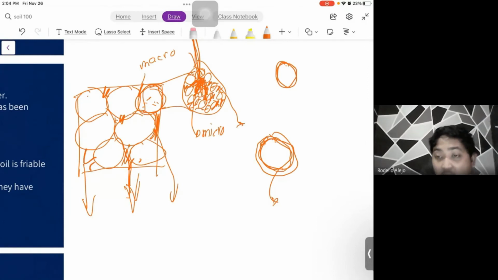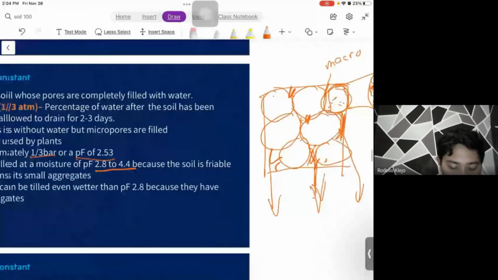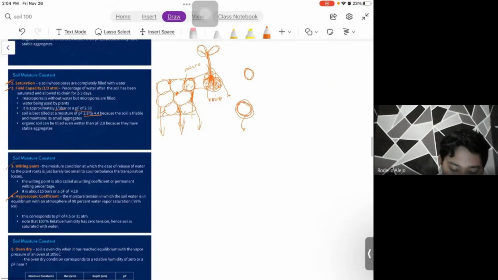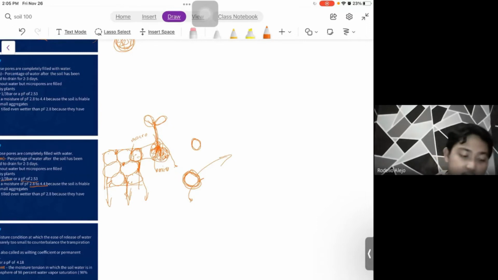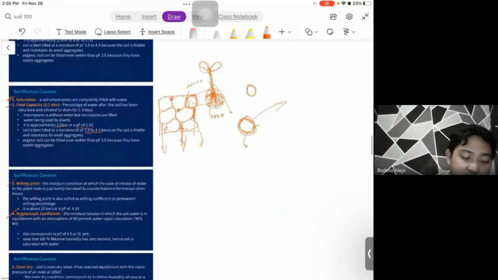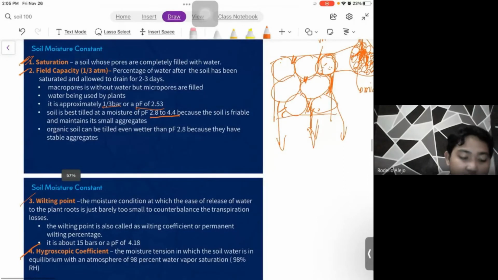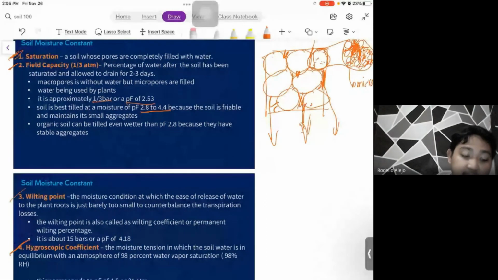nag-undergo ng oven drying, pag yung lupa natin is dinala natin sa oven dry and we set the relative humidity is about 98%. So ibig sabihin talagang i-absorb yung water dito, matatanggal dyan. So ninipis ng ninipis, so that's what we call the hygroscopic coefficient. Mas kakaunting tubig. So that is our four soil moisture constant. So we have saturation, we have the field capacity, then we have the wilting point, and the hygroscopic coefficient.